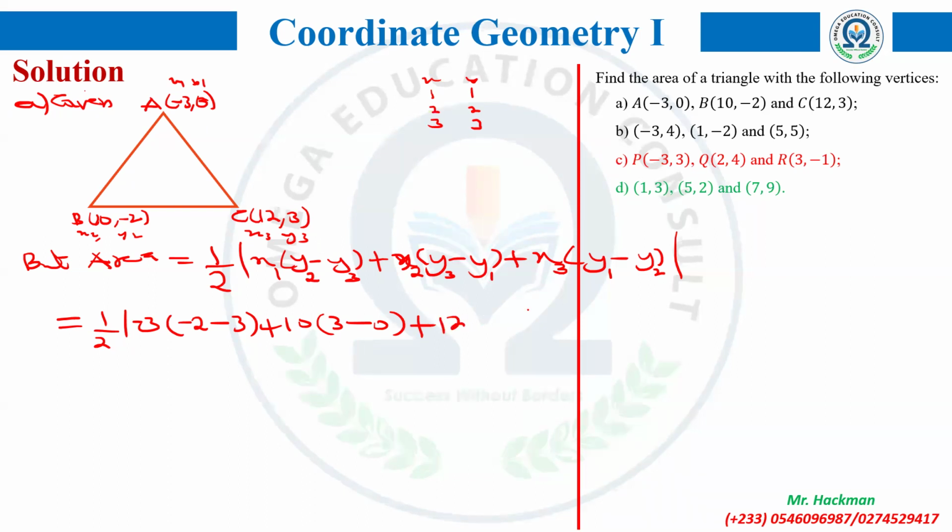So just go and look for your subs and substitute. That's all. Y sub 1 is 0, minus y sub 2. Y sub 2 is here, and that is minus 2. So it will be minus 2, so plus 2. All correct.